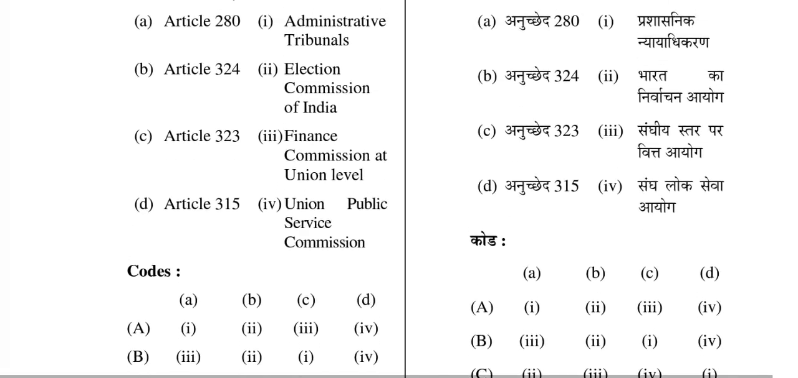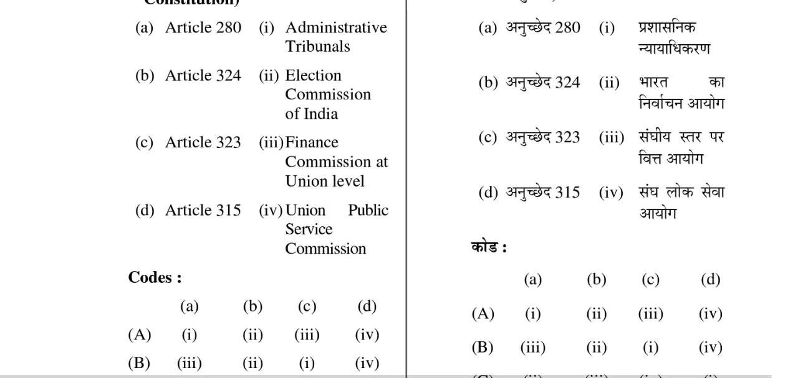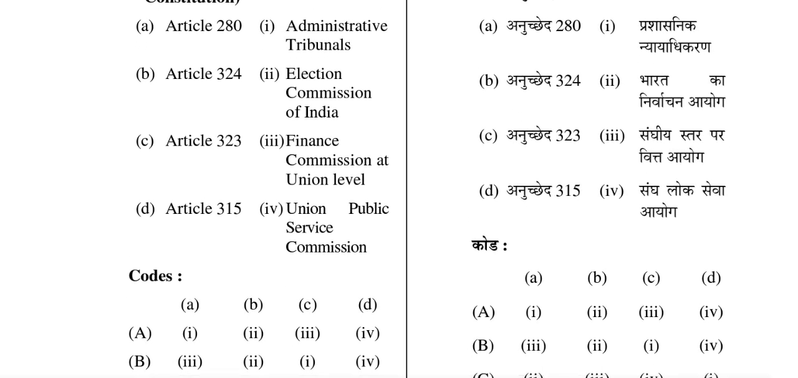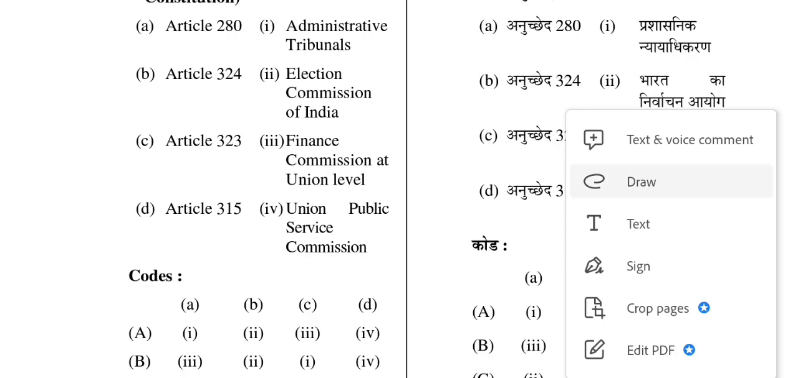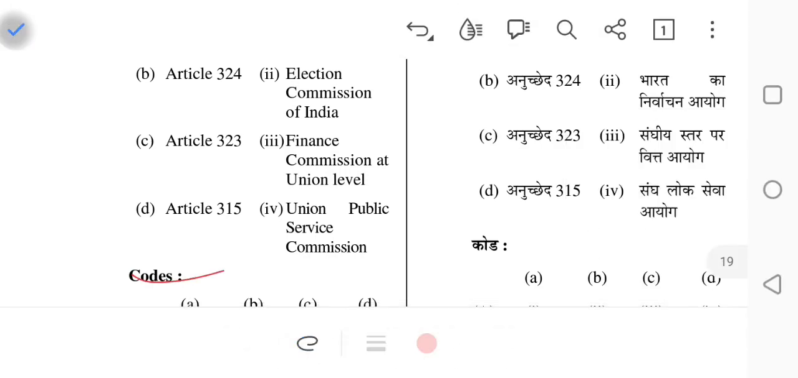That means A, article 280, is related to administrative tribunals. B2, article 324, is related to the Election Commission of India. C3, article 323, is related to the Finance Commission at union level. D4, article 315, is related to the Union Public Service Commission. So A is the correct answer. Okay, let me repeat it.